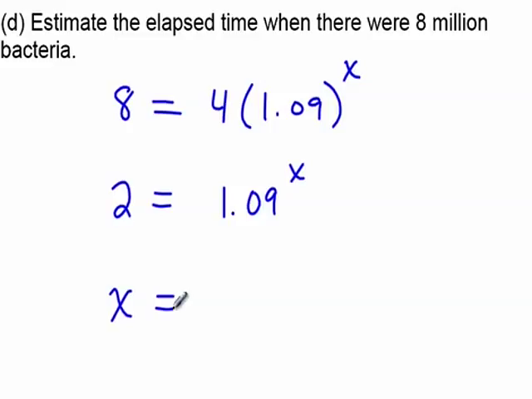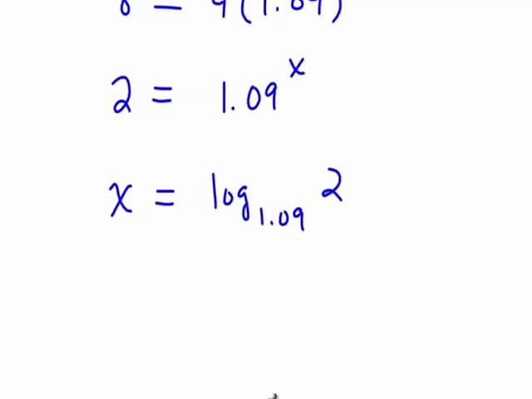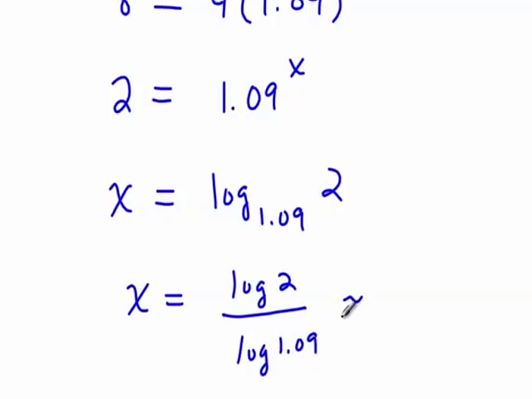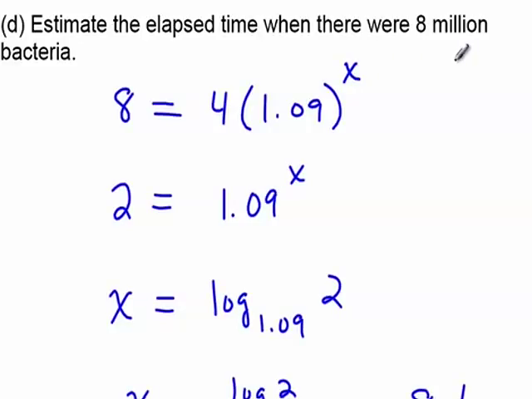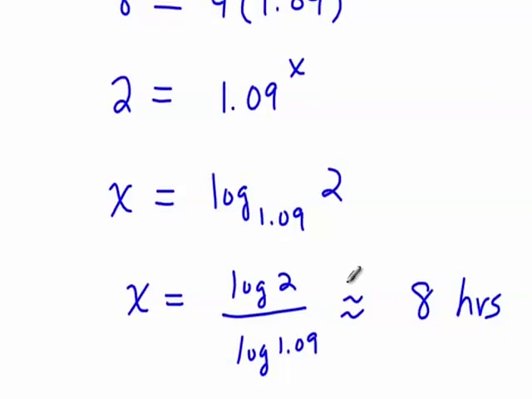So x would equal log base 1.09 of 2. And then using the change of base formula, x would equal log base 10 of 2 divided by log base 10 of 1.09. And using a calculator, this is approximately equal to 8.04, so we'll say about 8 hours later. So the last answer, estimating the elapsed time when there were 8 million bacteria, you would say about 8 hours later.